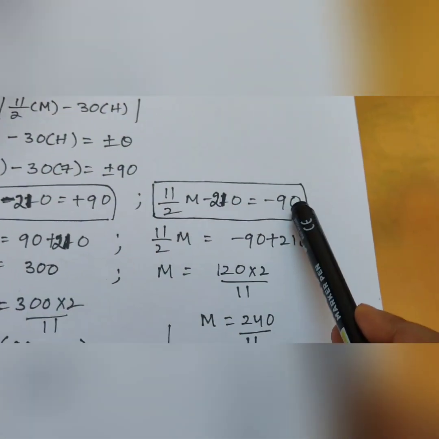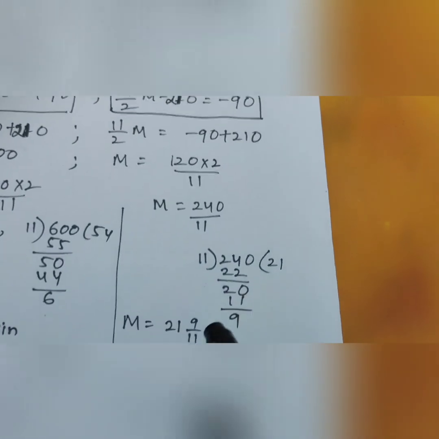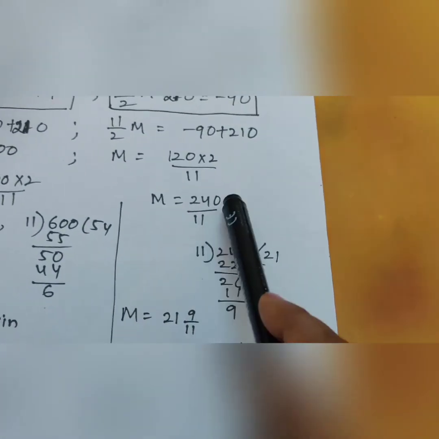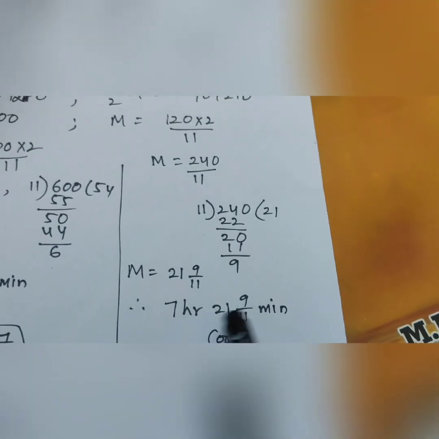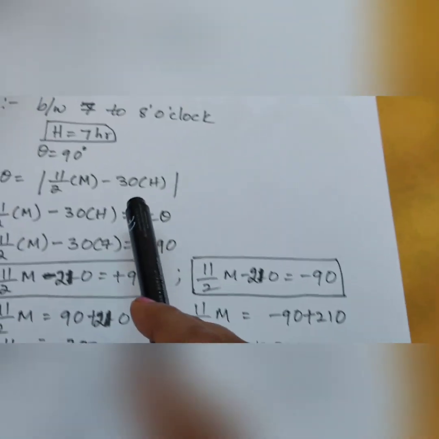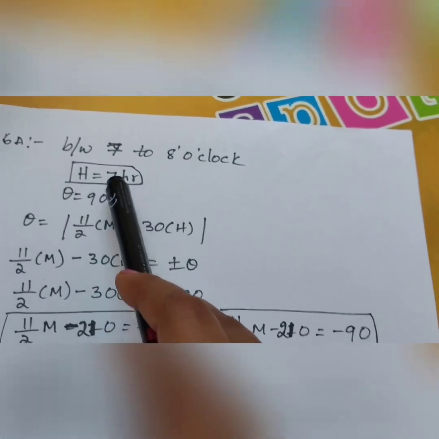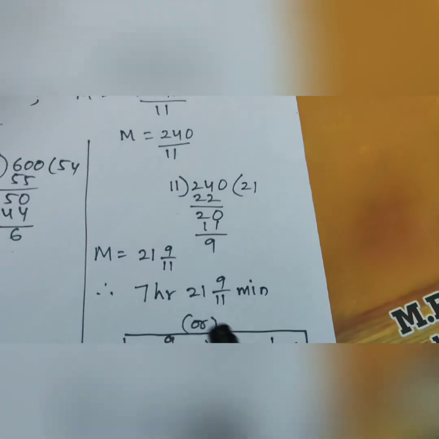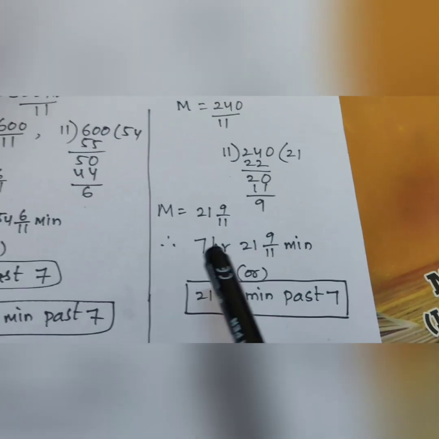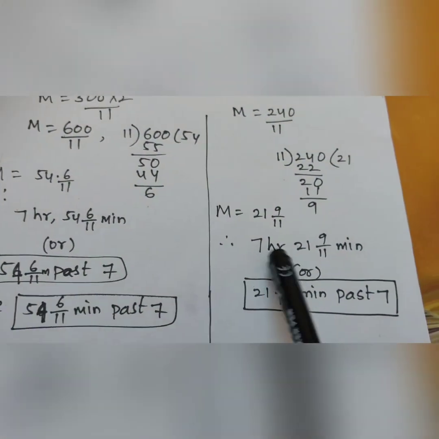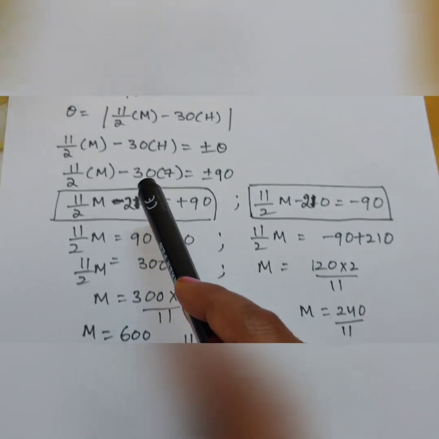When theta is minus 90 also you have to solve for m. So we will get it as 21 into 9 by 11. So quotient into remainder divided by divisor. Okay, so what is the time here? Hours and minutes you need to write here. 7 hours. What is the hours we have taken initially? 7 hours. So 7 hours 21 into 9 by 11 minutes. So at these 2 points of time, the angle may be 90 degrees.